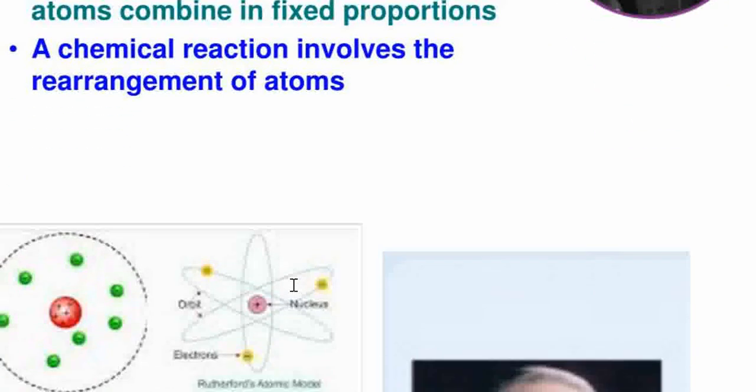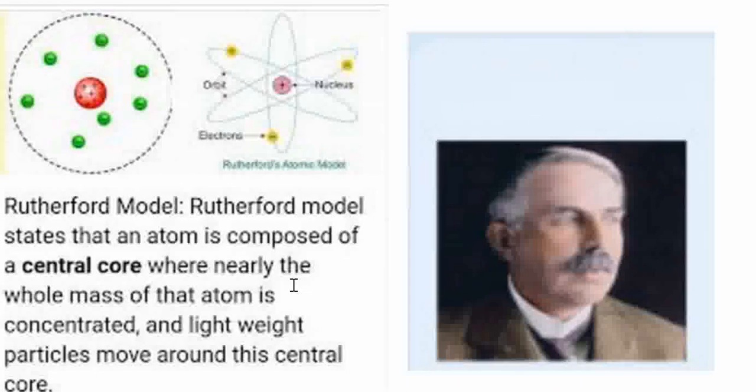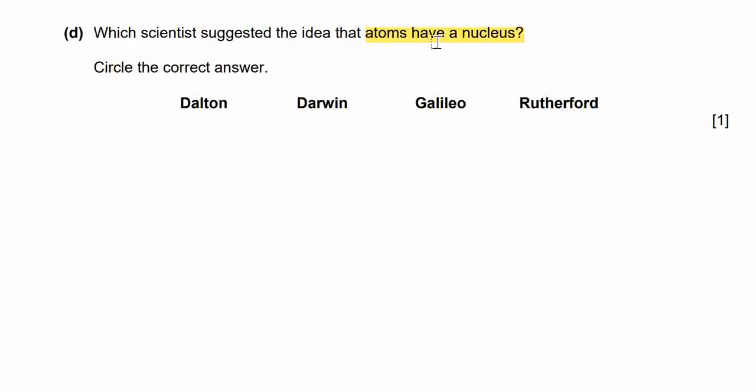Next, let's see Rutherford. Rutherford says that the atom is composed of a central core where nearly the whole mass of the atom is concentrated, and light-weighted particles move around the central core. So the atom has a nucleus, it will be Rutherford.